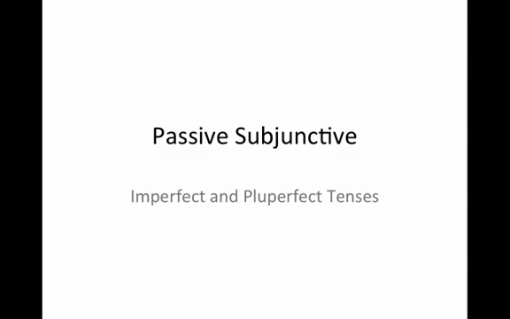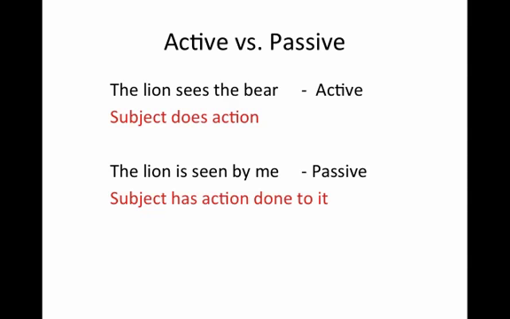Okay, so this video is going to be on the passive subjunctive forms. Primarily, we're going to look at the imperfect and the pluperfect tenses. So just a quick overview of active versus passive again. In case you forgot, obviously, if you haven't, you can fast forward.